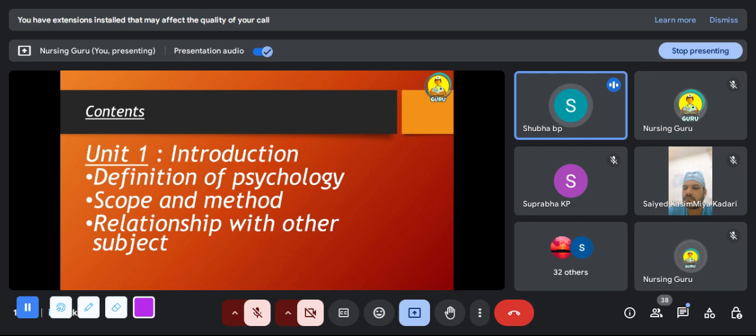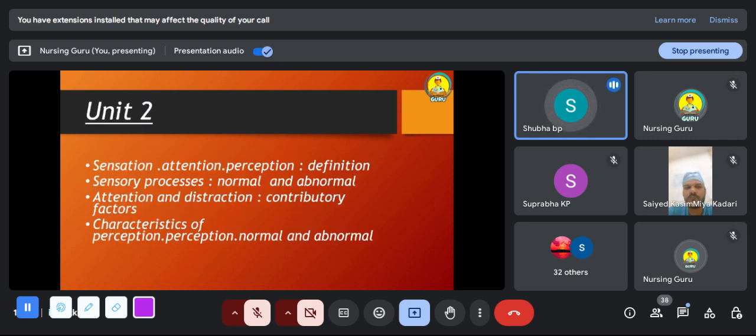And in unit two, you are going to study what sensation is. What is the definition of sensation? What are the characteristics? What are the laws? These things you are going to study in unit 2.